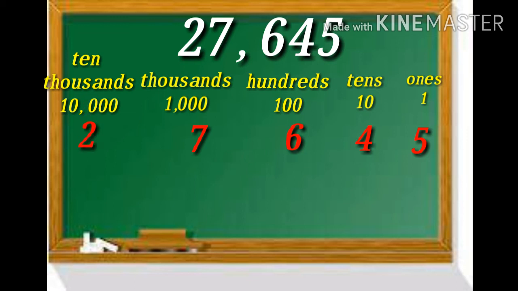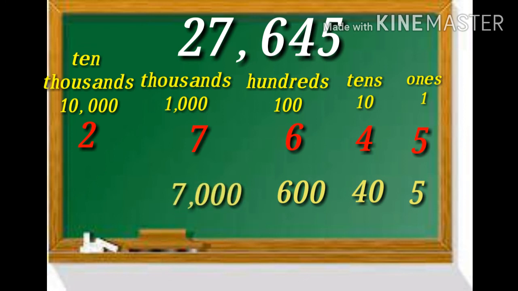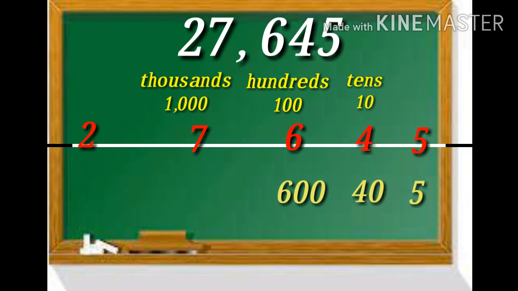Next step, we need to multiply each digit by its place value. 5 times 1 equals 5, so the value of digit 5 is 5. 4 times 10 equals 40, so the value of digit 4 is 40. 6 times 100 equals 600, so the value of digit 6 is 600. 7 times 1,000 equals 7,000, so the value of digit 7 is 7,000. 2 times 10,000 equals 20,000, so the value of digit 2 is 20,000.